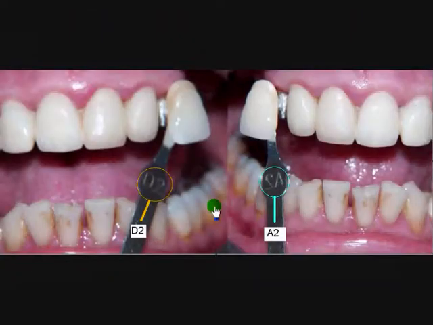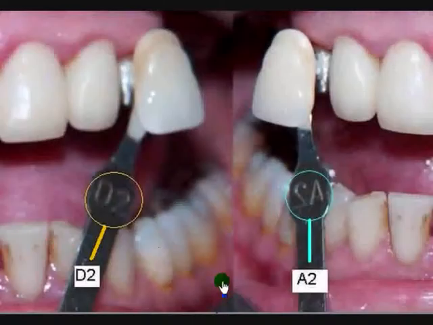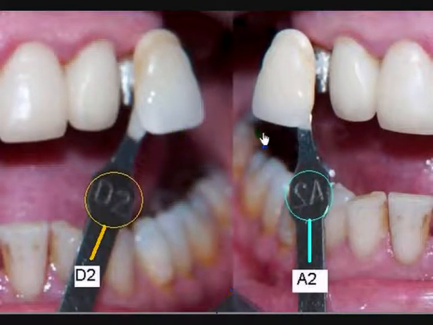So here we have both pictures. I have flipped 180 degrees this picture to compare the two shade tabs in the oral context. Okay, so let's take a closer look at the situation, especially how the two shade tabs compare with each other.